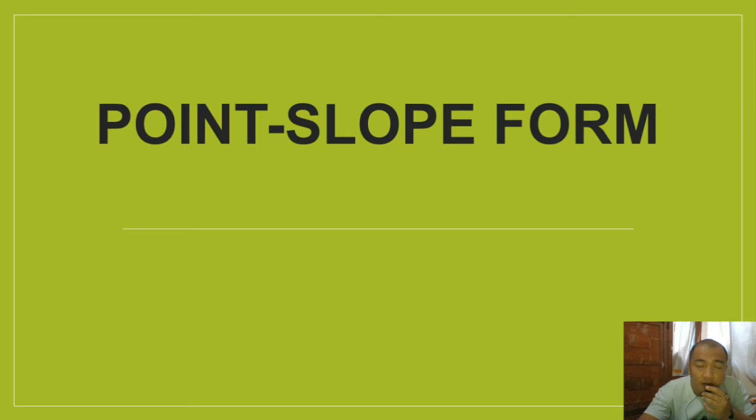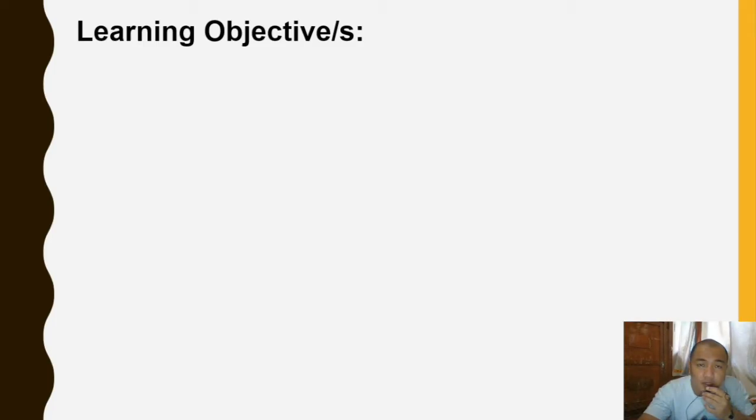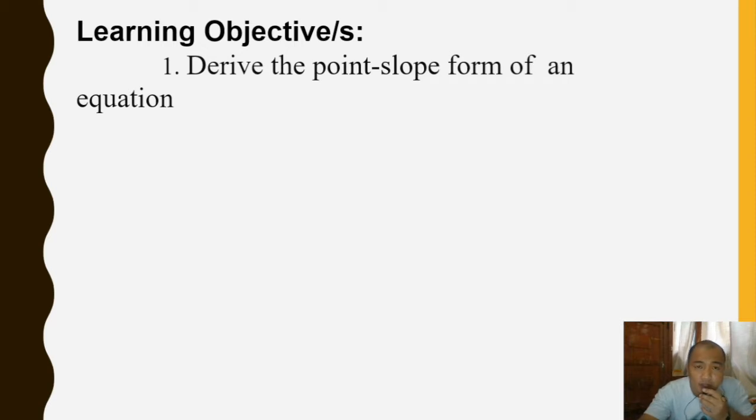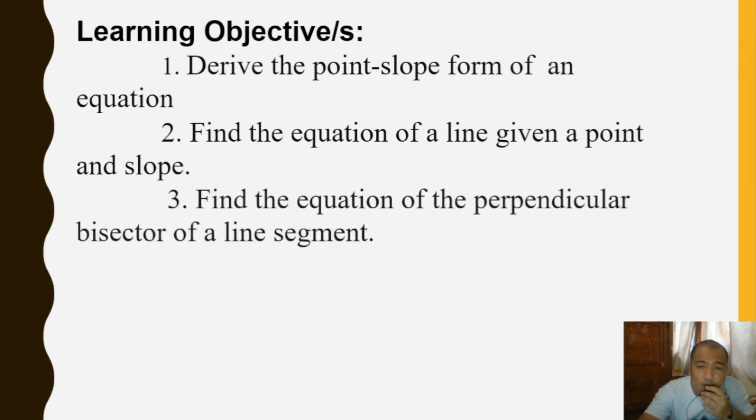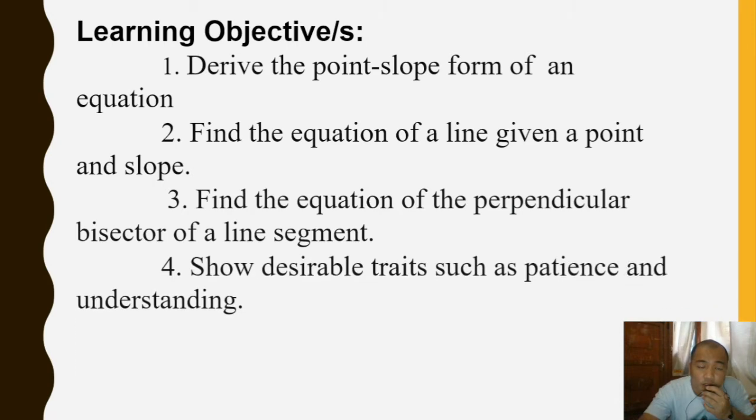So, okay, let's start now with the point slope form. So the learning objectives: derive the point slope form of an equation, find the equation of a line given a point and slope, find the equation of the perpendicular bisector of a line segment, and show desirable traits such as patience and understanding.